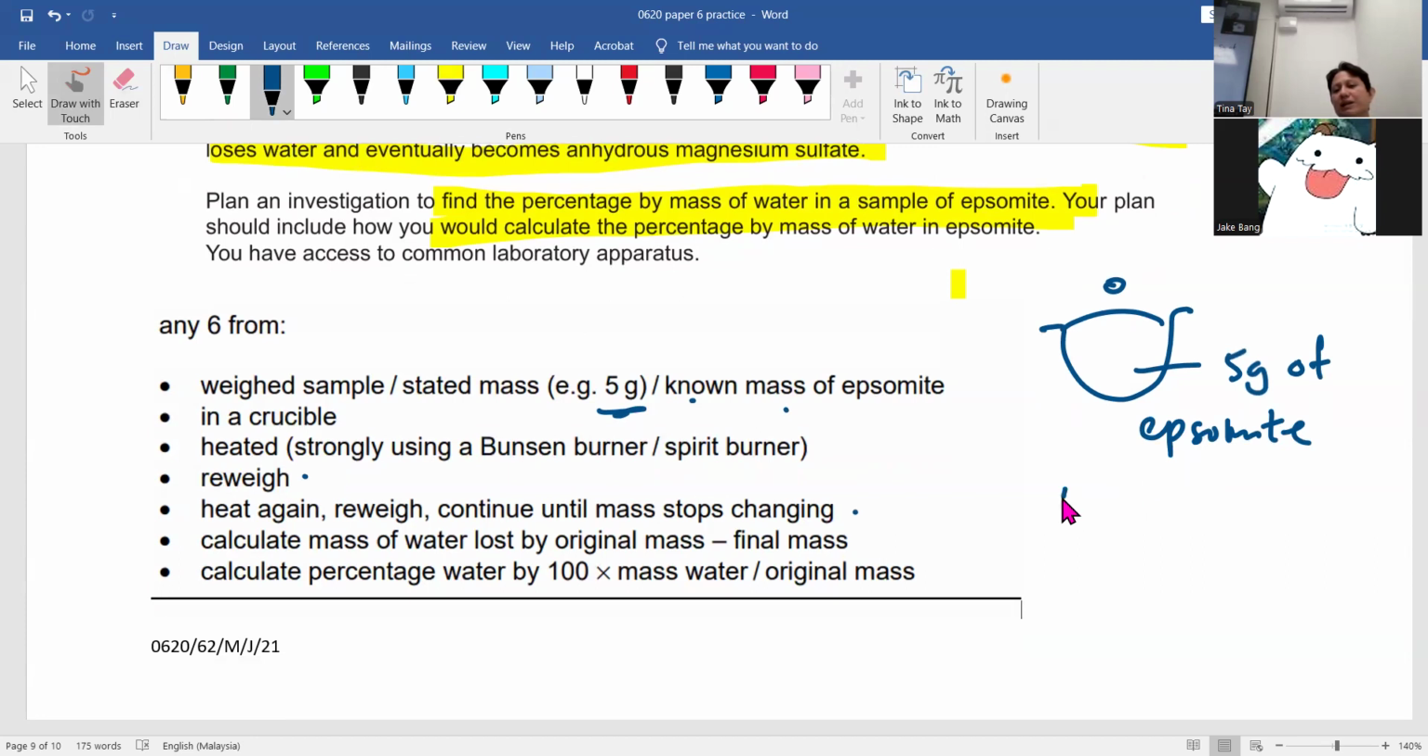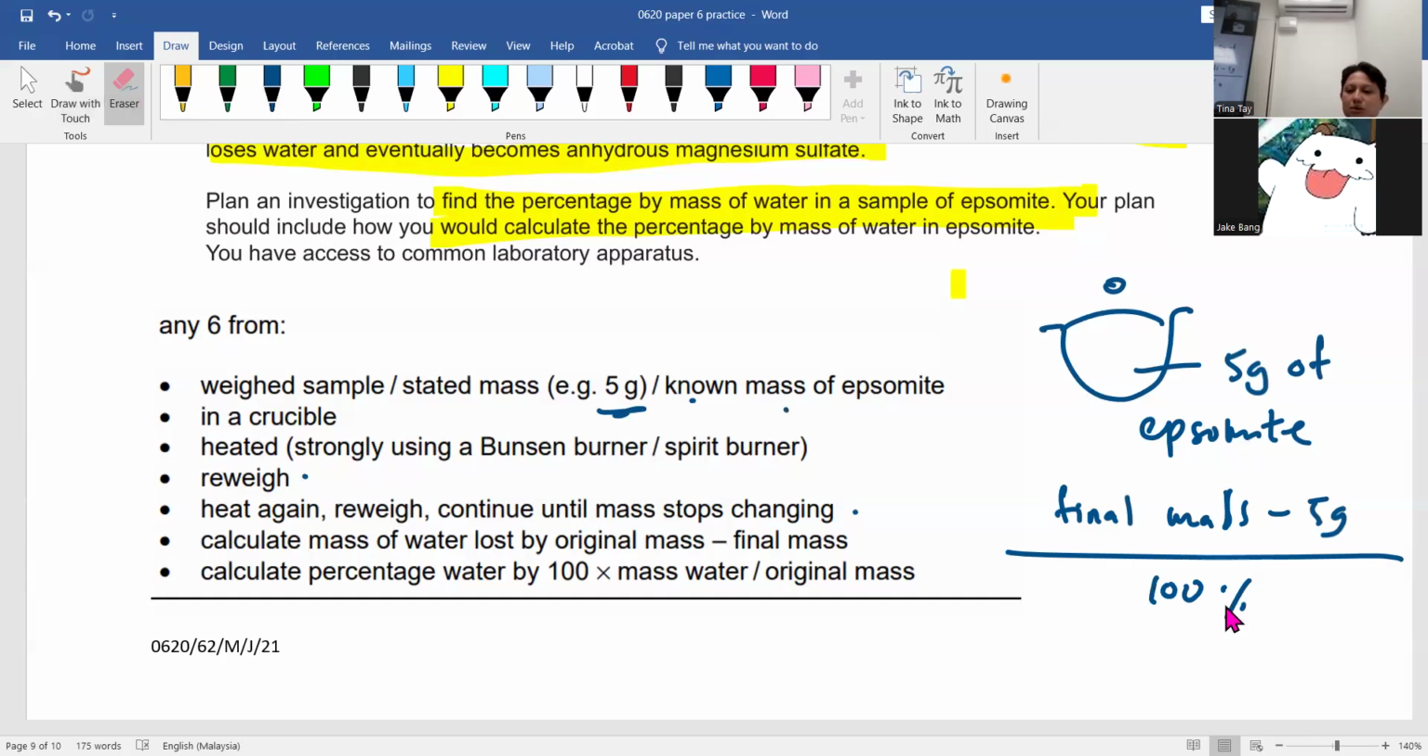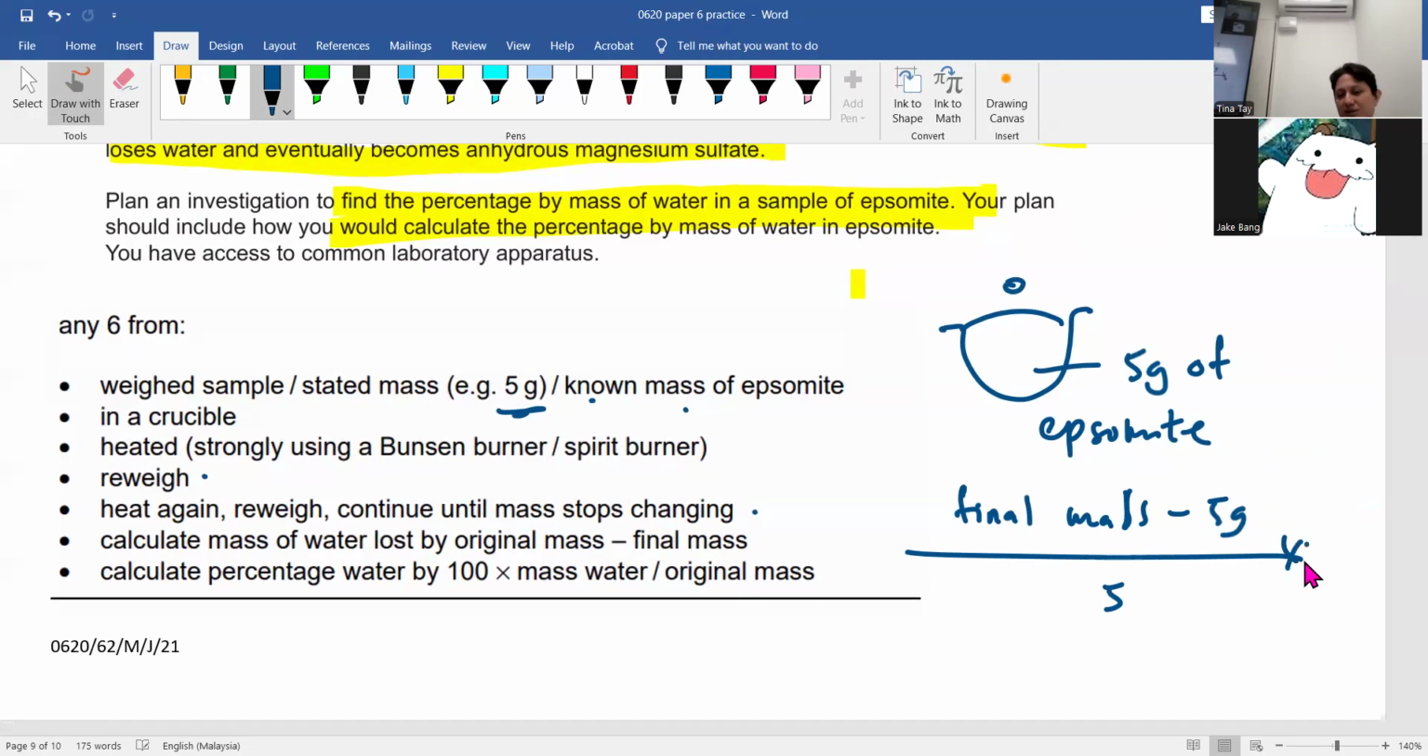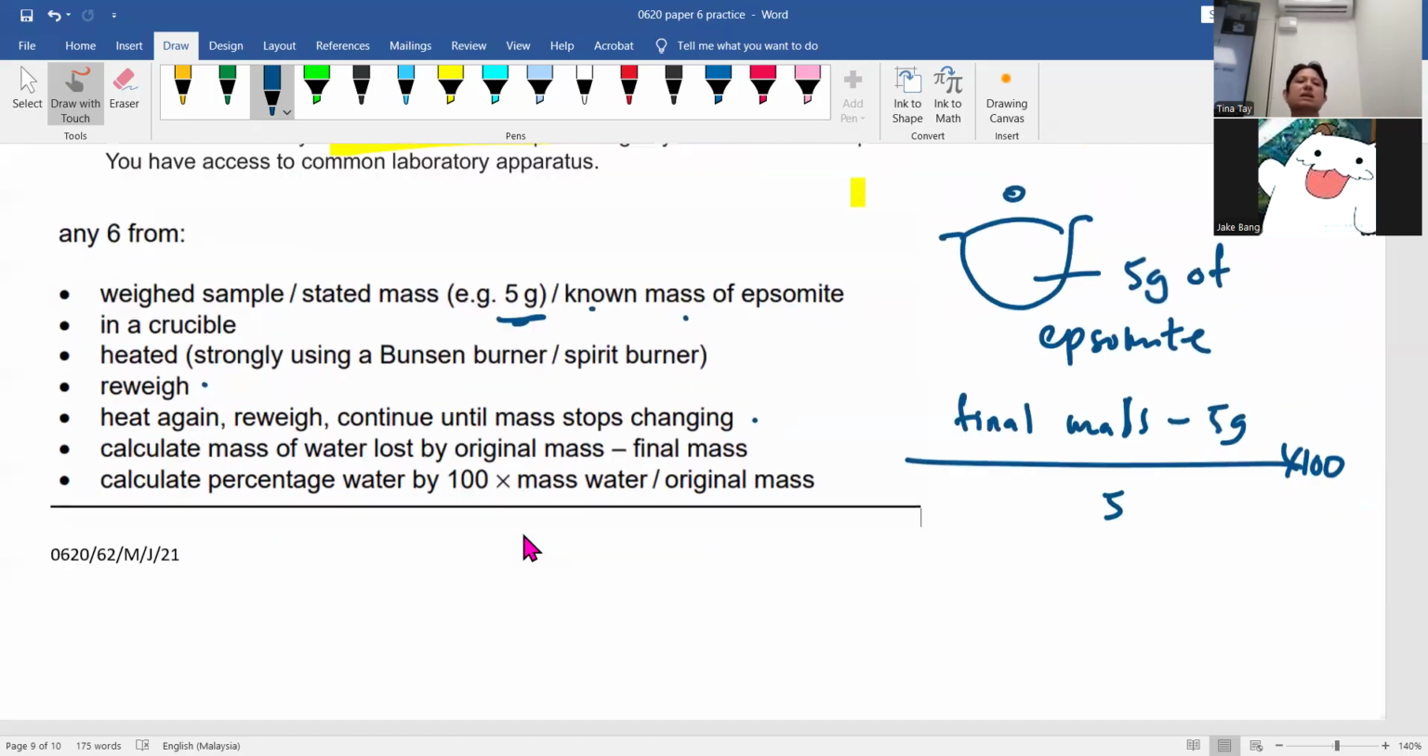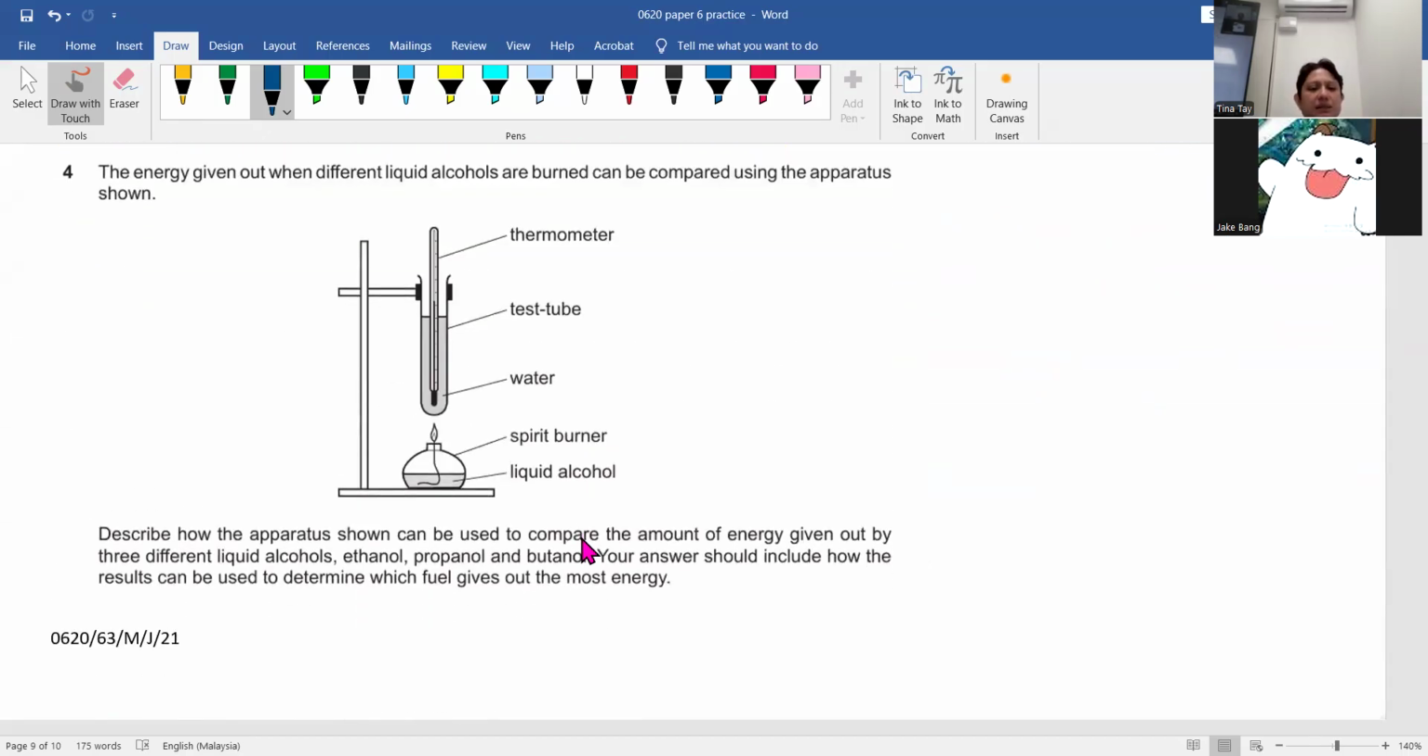And then finally, you will get the final mass. 5 grams minus the final mass, over 5 grams, times 100. So that's the percentage of water. Easy? Okay, last one.